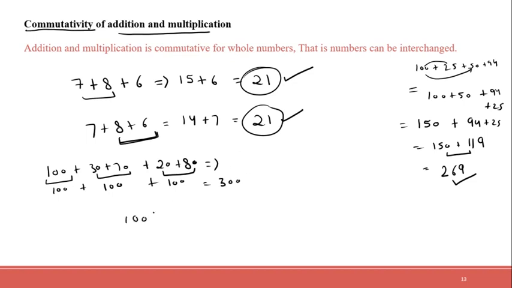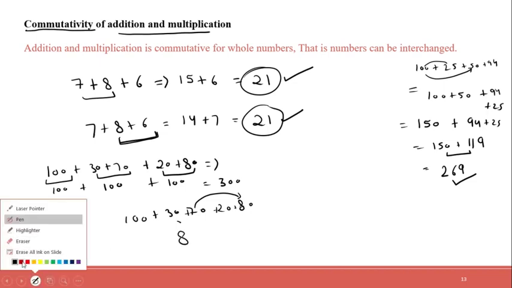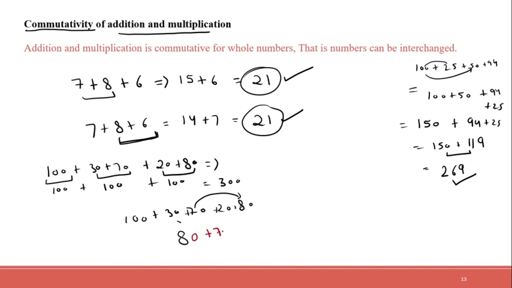Rather, if I add in a different order, like this, first I'll add 80 plus 70. Let me write it here with a different pen, of course. 80 plus 70 plus 100 plus 30 plus 20. First, I'll add this 80 plus 70. I'll get 150 plus 100 plus 30 plus 20, 150. And if I add these two, I'll get 300.